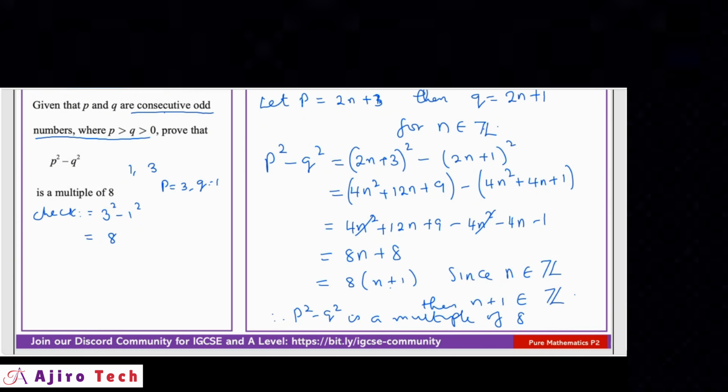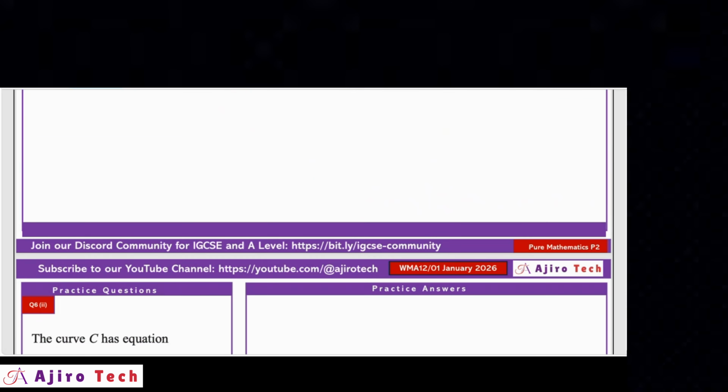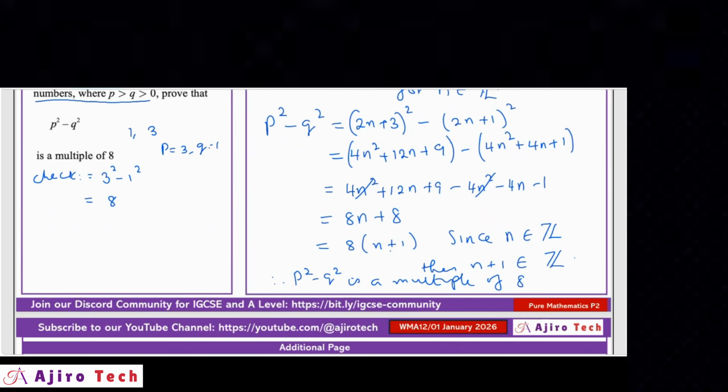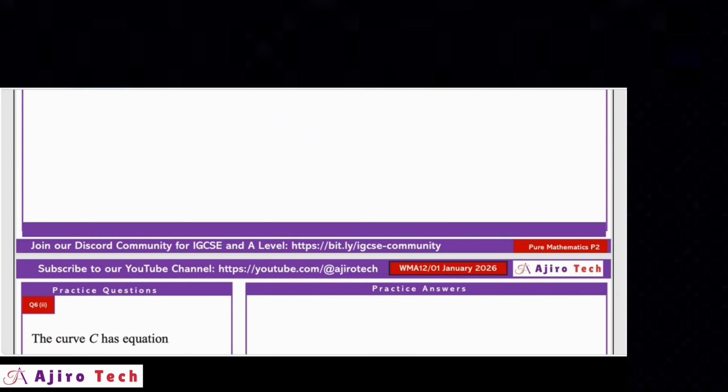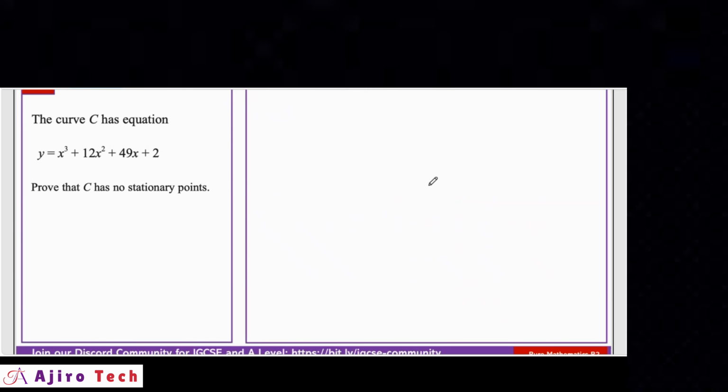Okay. The next part of the question, it's not a follow-through question. I think it's a question on its own. The curve C has equation this. Prove that C has no stationary point. Stationary points are also called turning points.